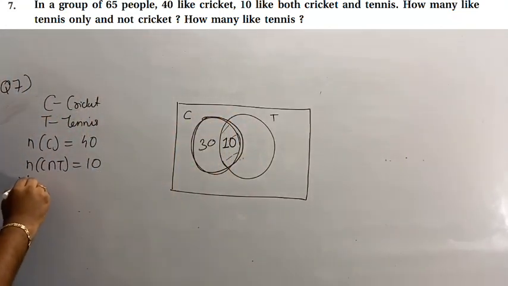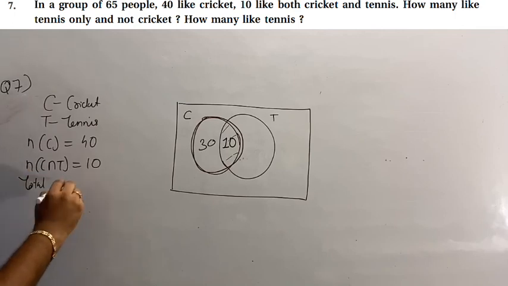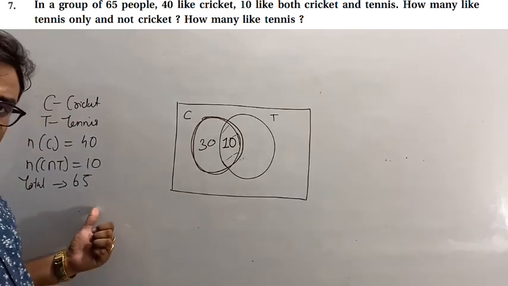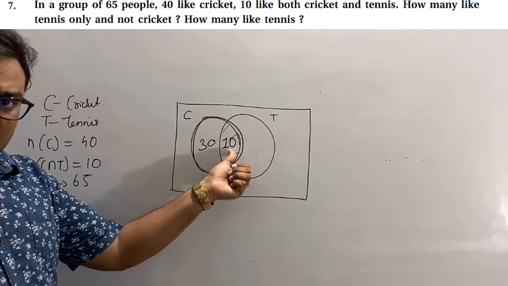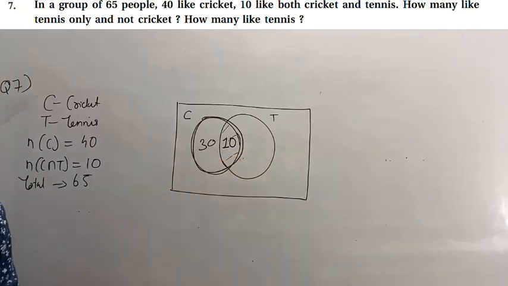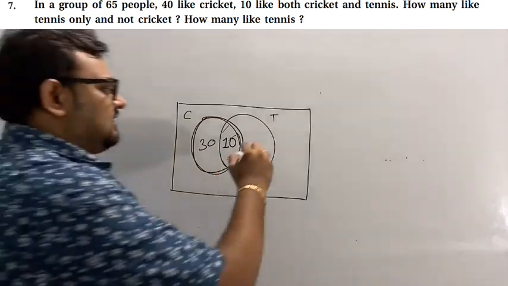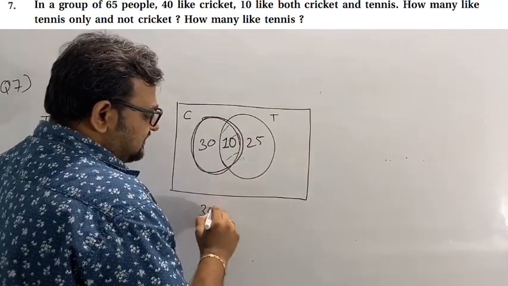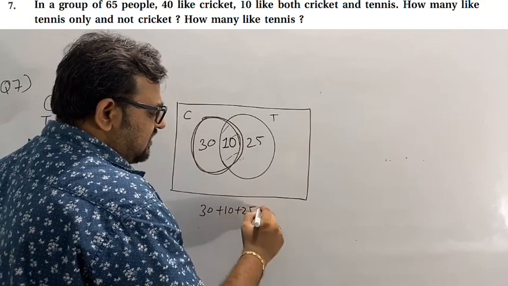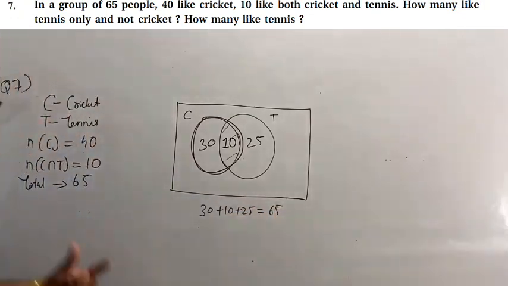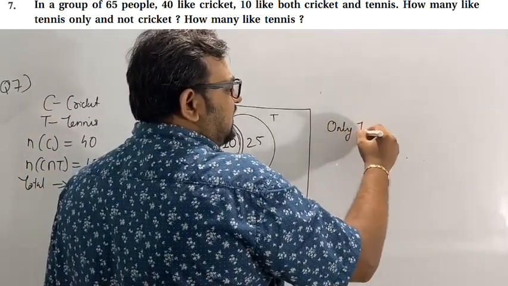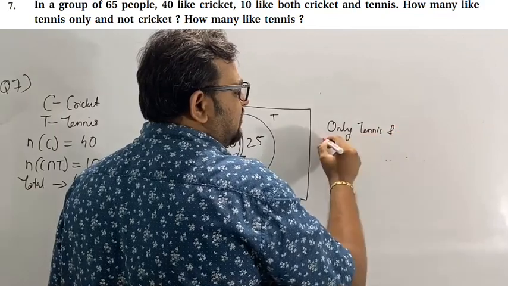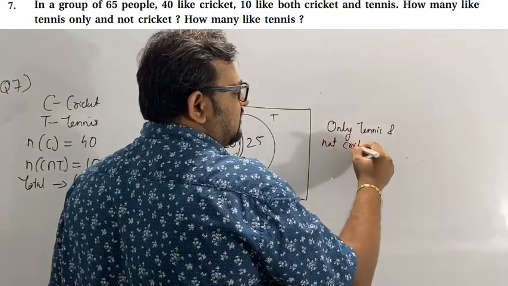Now it's given that the total number of people is 65. So 65 are there. From that, 30 plus 10, 40. Okay, so remaining are 25. See, 30 plus 10 plus 25 will be equal to 65, the total number of people. So now the first question: only tennis and not cricket.